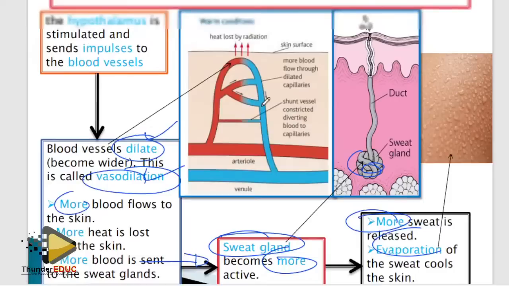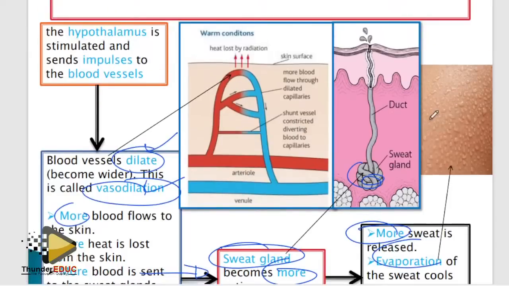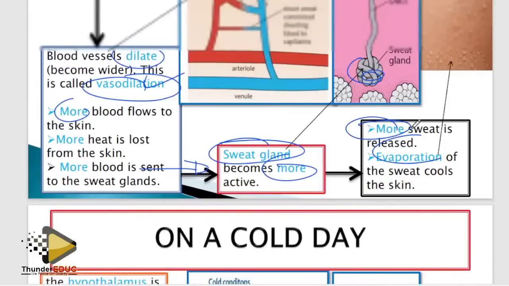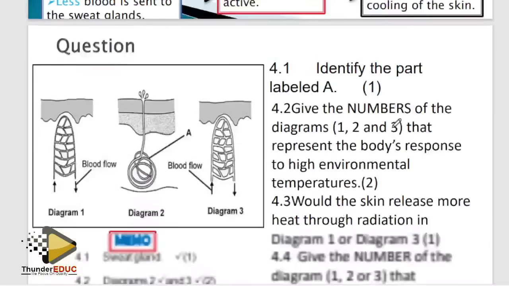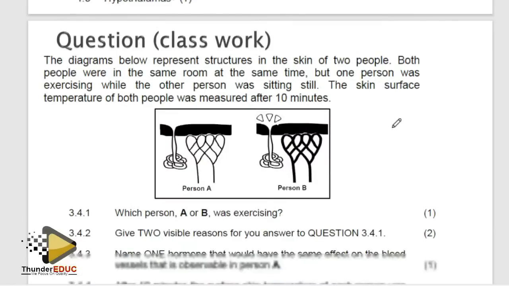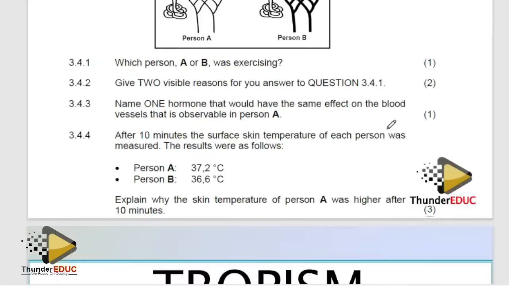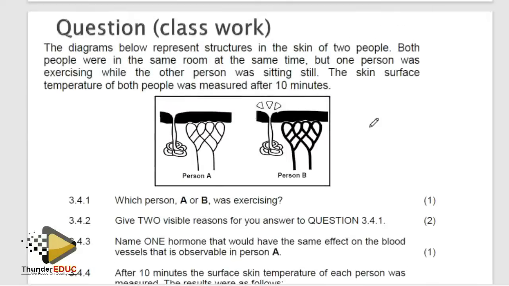Sometimes they ask you which hormone works. What is that question where they always ask you that and people go off? Name one hormone that would have the same effect on blood vessels as observed in B. Check, guys. How do I know whether it's a hot day or a cold day? Check here. This thickness is big. Here is small. So this is hot day. You'll see sweat. So those are the two things we need to look at.